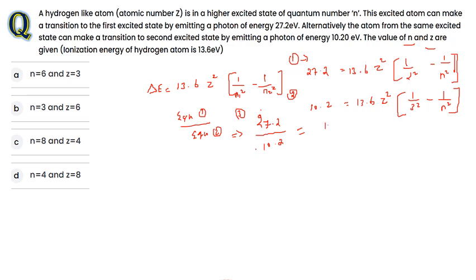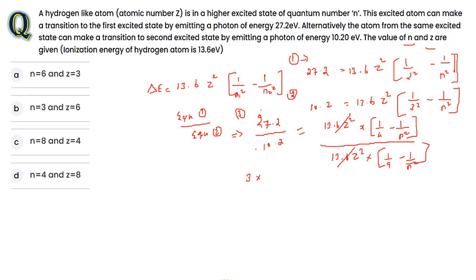Now this one I just mentioned here, 13.6 Z square into 1 by 4 minus 1 divided by n square. This is the first equation, the whole divided by, again the same, 13.6 Z square into 1 divided by 9 minus 1 by n square. Now in this one, these two are common and will be cancelled here. This one I already told, is approximately 3. And this one multiplied over here is 1 by 9 minus 1 by n square, and this one here is 1 by 4 minus 1 by n square.